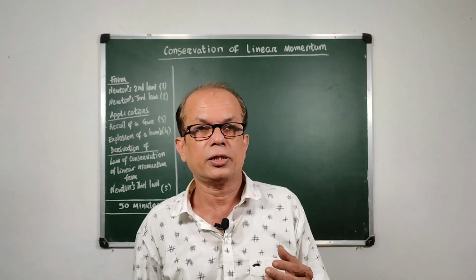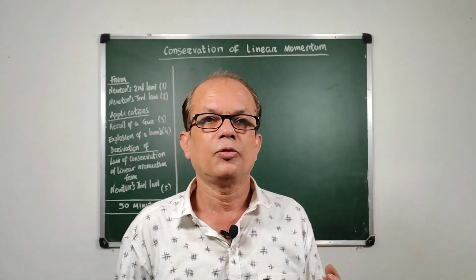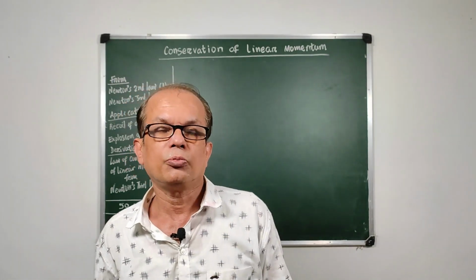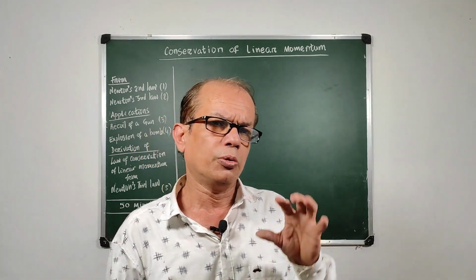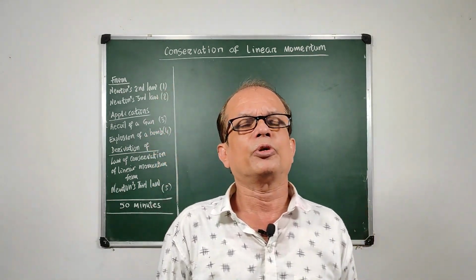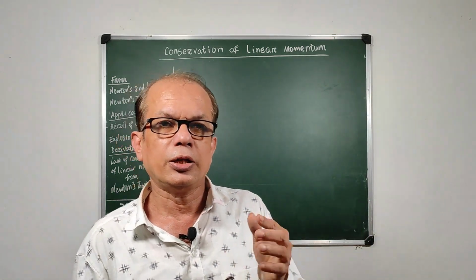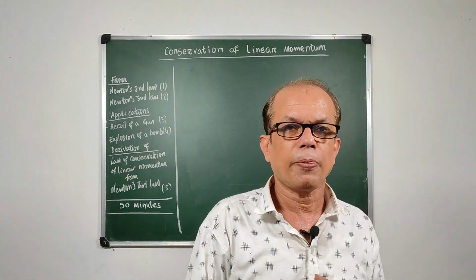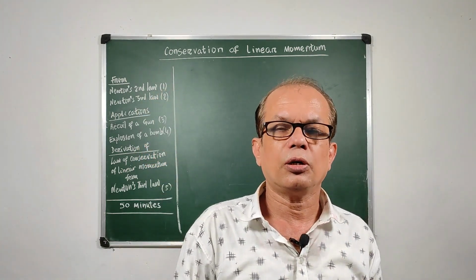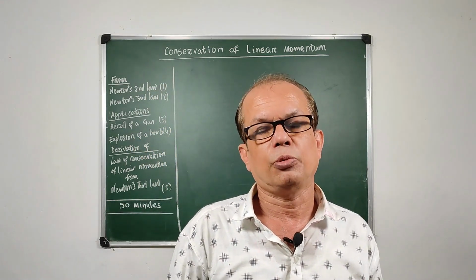In this class, we are going to derive Newton's third law from the law of conservation of linear momentum. In the previous class, we had proved that the law of conservation of linear momentum can be derived from Newton's second law and third law, and in this case, we are going the vice versa way. We are going to reach Newton's third law, starting from the law of conservation of linear momentum.